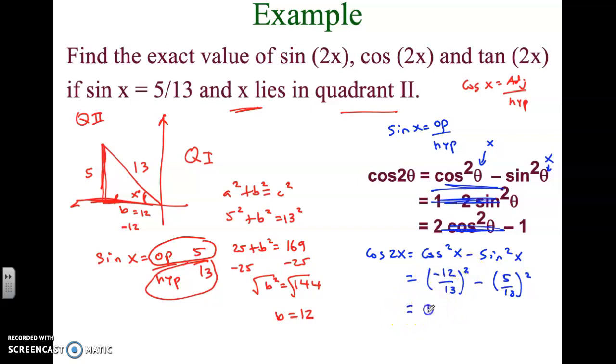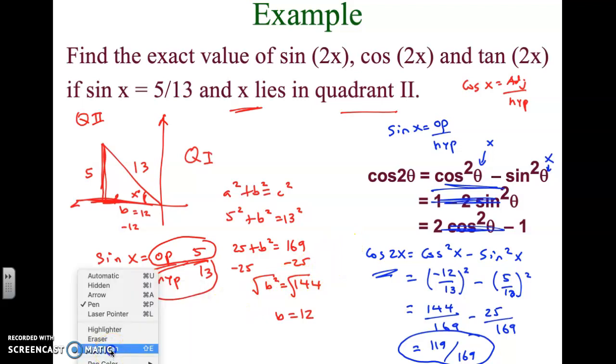Negative 12 squared is going to give me 144. 13 squared is 169. 5 squared is 25. 144 minus 25 is going to give me 119 over 169. So cosine of 2x is 119 over 169. Can you reduce that? Not really. That's my answer. So right now it's just applying my identities.